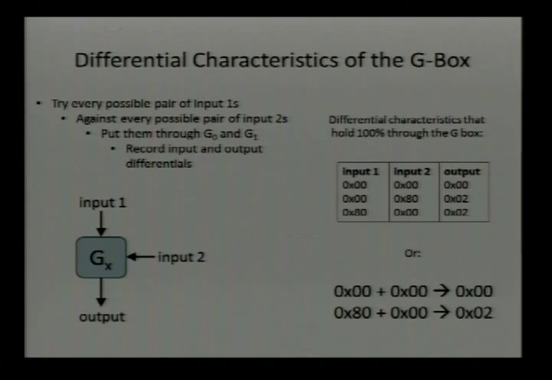I tried every possible pair of numbers that can go into input 1, every possible pair of inputs that can go into input 2, and then I tried X, X being 0 or 1, so a G0 box and a G1 box. I tried it on both. And I just recorded what's the differential on input 1, what's the differential on input 2, and what's the resulting output differential. What happens when you XOR the results together at the end? What do you get? There were 2 properties that held through, 2 differential characteristics that always hold through this Gbox.